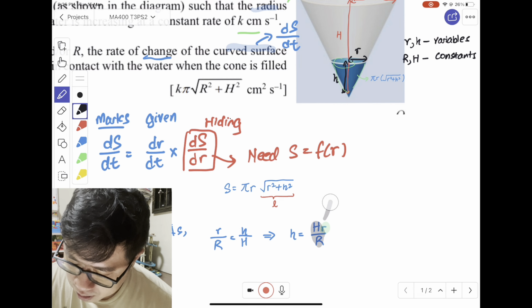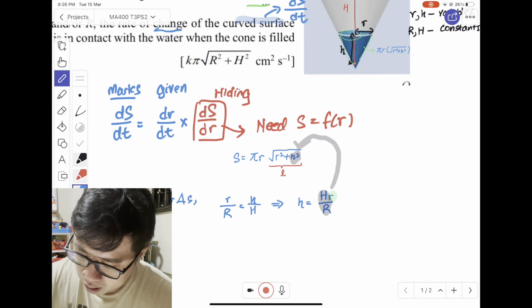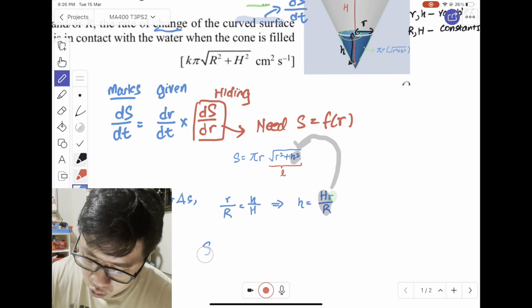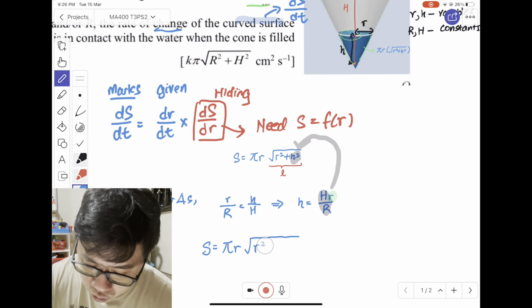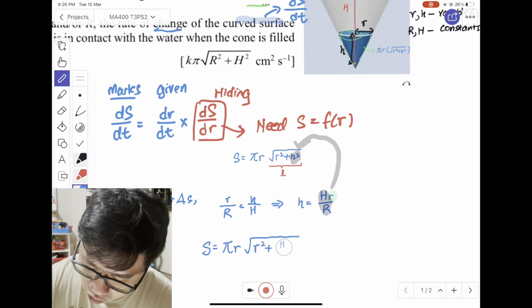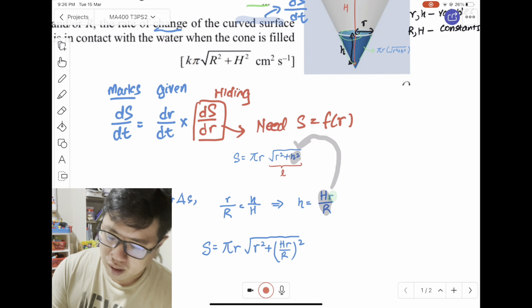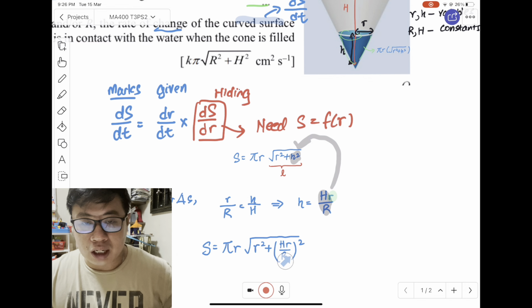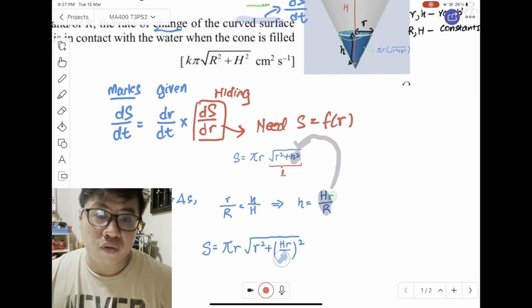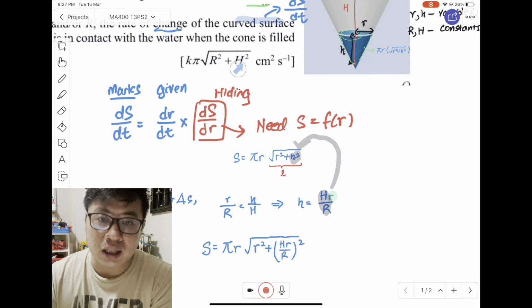What I'm going to do is substitute this inside here. And you can see that your new refurbished and renovated surface area now can be pi r multiplied by the square root of r squared plus (H r over capital R) squared. Do note that capital H and capital R are not variables, they are constants. You do not have to worry about them when you do differentiation. They behave like constants, right? Because they are fixed as stated in the question.